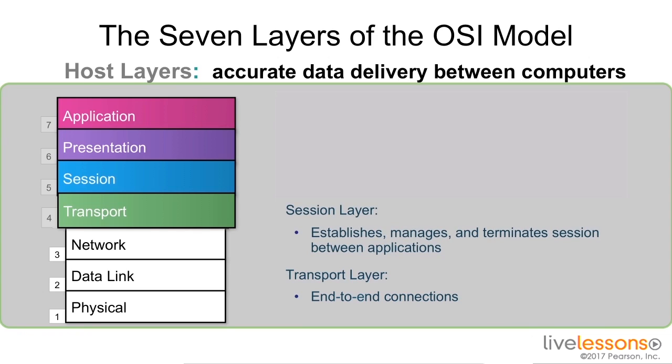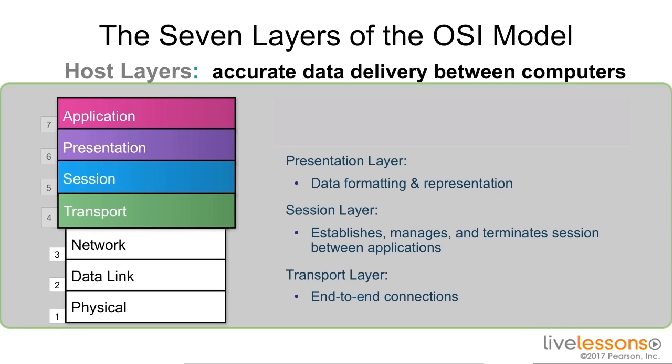The session layer allows session establishment between processes running on different stations. It establishes, manages, and terminates sessions between applications. The presentation layer formats the data to be presented to the application layer. It can be viewed as a translator for the network.